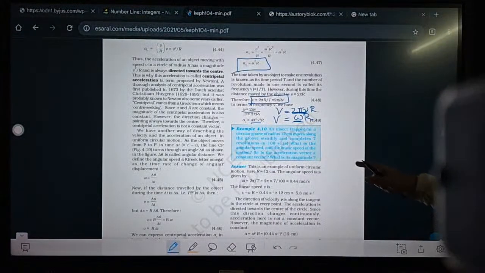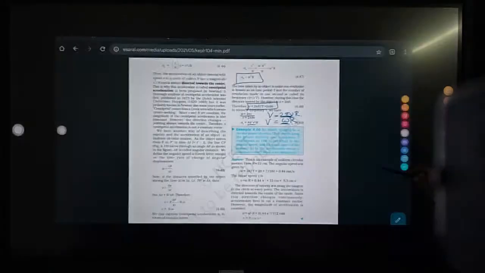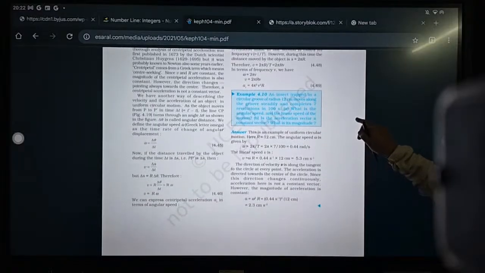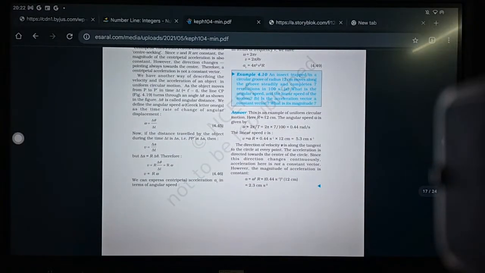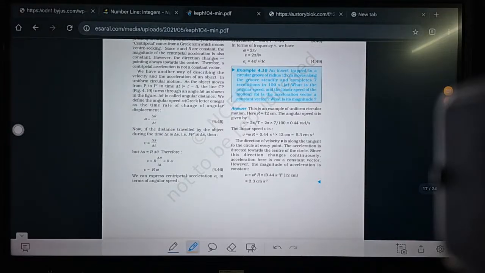An insect trapped in a circular groove of radius 12 centimeter moves along the groove steadily and completes 7 revolutions in 100 seconds. That's what is given here, right? So 7 revolutions in 100 seconds. What is the angular speed? It is asked. Linear speed is also asked. Then the acceleration vector: is it a constant vector or a varying vector? It is asked. Then what is its magnitude?